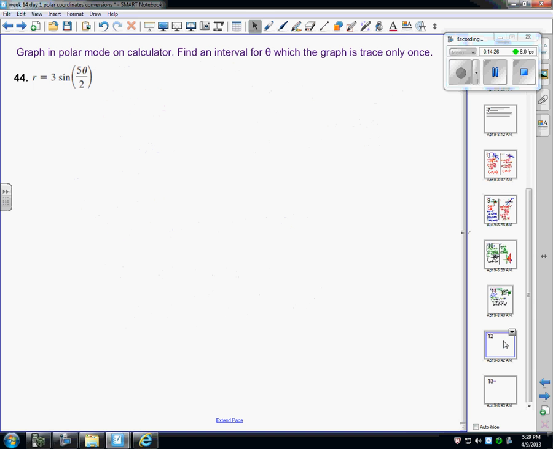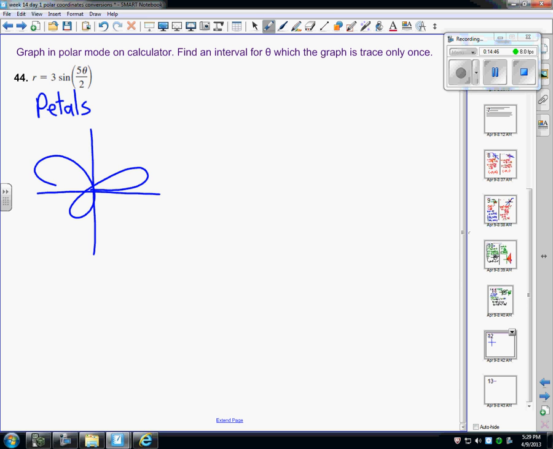Okay. Next one, graph in polar mode on your calculator. Find an interval for which the graph is traced only once. Okay. So these are a preview to lots of petals. And somewhat visually, it's going to start looking like boom, boom, boom, boom, boom, boom, boom, boom. And that's not even close to what it looks like because I am not a TI. But we have a TI.